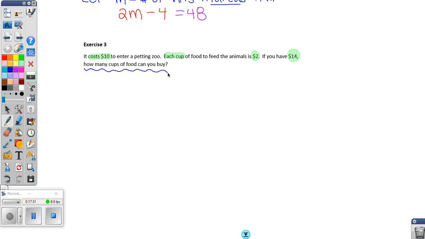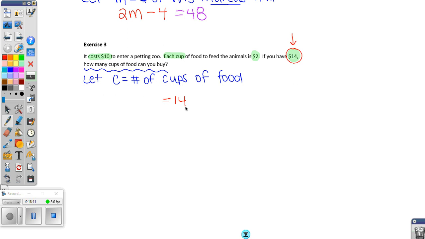So we're going to start with our variable. We're going to say let C equal the number of cups of food that you can buy. All right, so let's then identify our total. So in this case, the total cost, the total amount of money that we can spend is $14. They said, if you have $14, how many cups? All right, so that means my equation is going to be equal to 14.